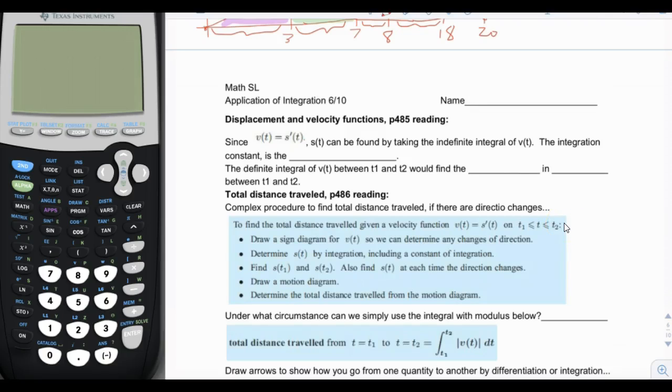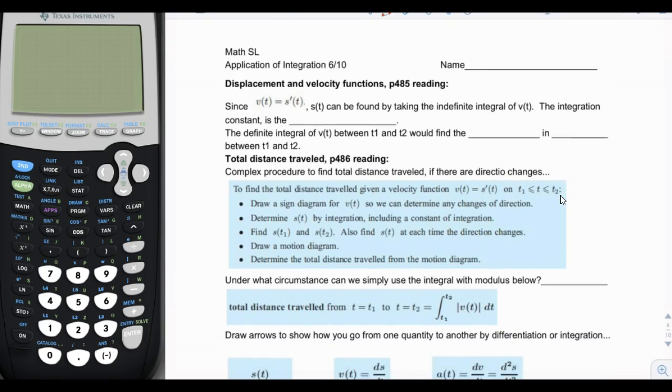Okay, applications of integration, page 6. Continue with kinematics. Since the velocity is equal to the derivative of the distance, the distance can be found by taking the indefinite integral of v of t. The integration constant is the initial position.